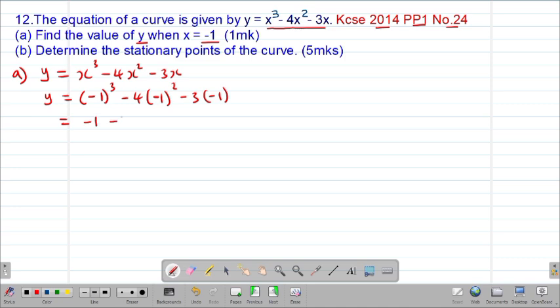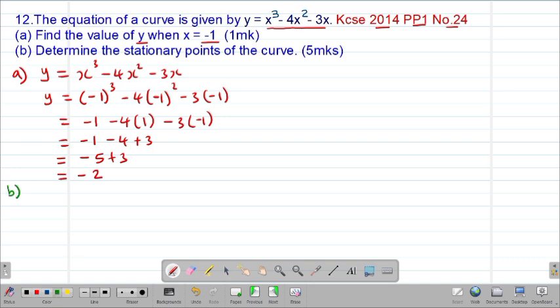Then of course this will be negative 4 into negative 1 squared, which will give us positive 1. Then of course minus 3 into negative 1. So this will be equal to negative 1, of course negative 4 times 1 will get negative 4, then negative 3 times negative 1 will get a positive 3. So this will be equal to negative 1 minus 4 will give us negative 5, then of course plus 3. So the final answer will be negative 5 plus 3. We are going to get negative 2. So that is the answer for part A of the question.